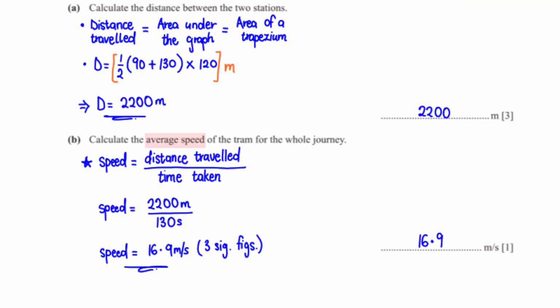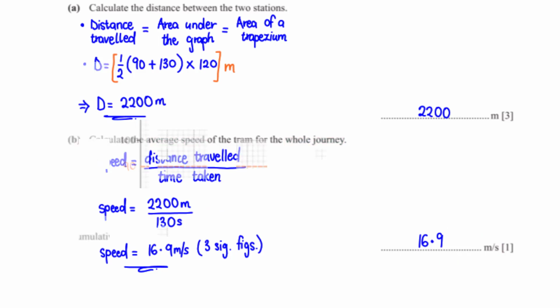Calculate the average speed of the tram for the whole journey. Speed is equal to distance traveled over time taken, and we know that the total distance traveled is 2,200 meters and the time duration for the entire journey is 130 seconds. So when we type this into the calculator, we get the speed as 16.9 meters per second, correct to 3 significant figures.